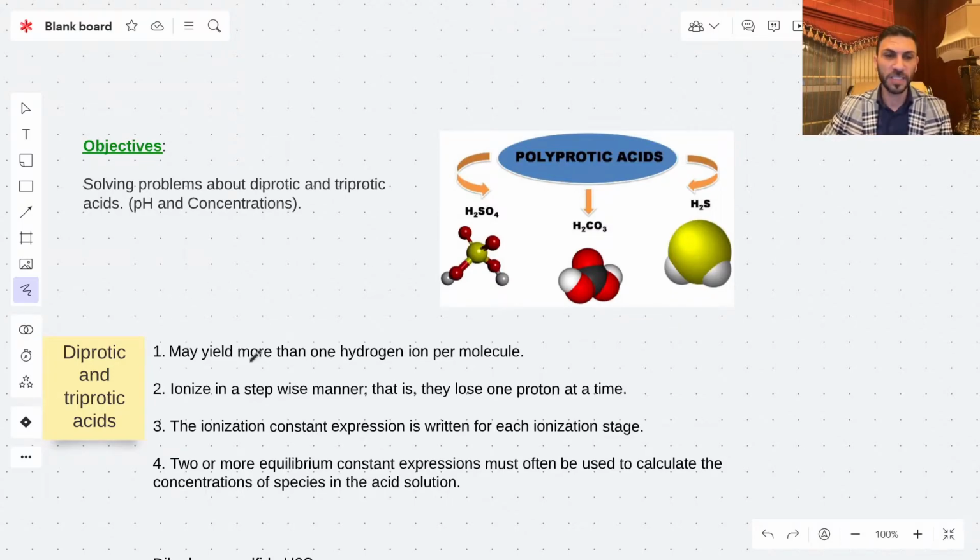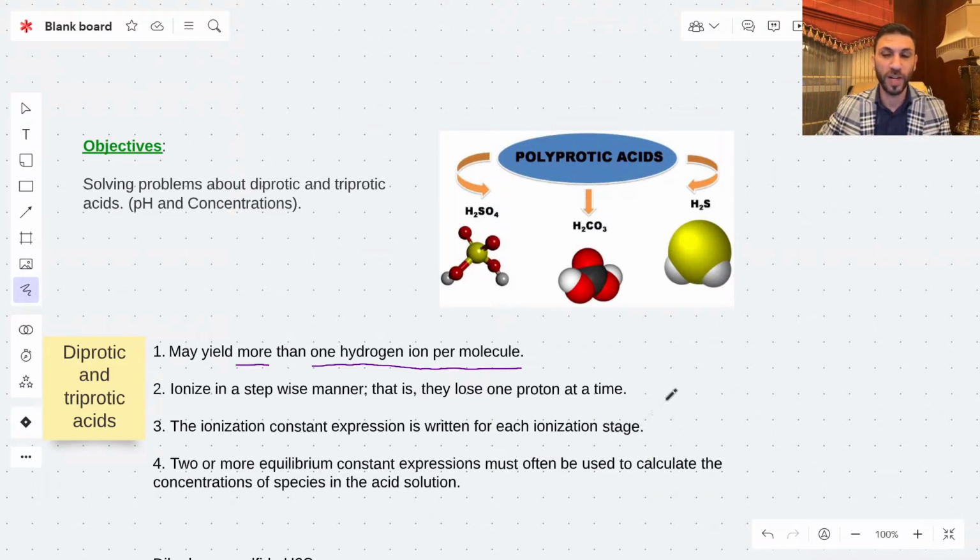These polyprotic acids may yield more than one hydrogen ion per molecule. As you can see, those acids have more than one hydrogen ion, so they can yield more than one hydrogen ion per molecule. Also, they ionize in a stepwise manner. It means that they lose one proton in each stage or in each step. The ionization constant expression is written for each ionization stage.